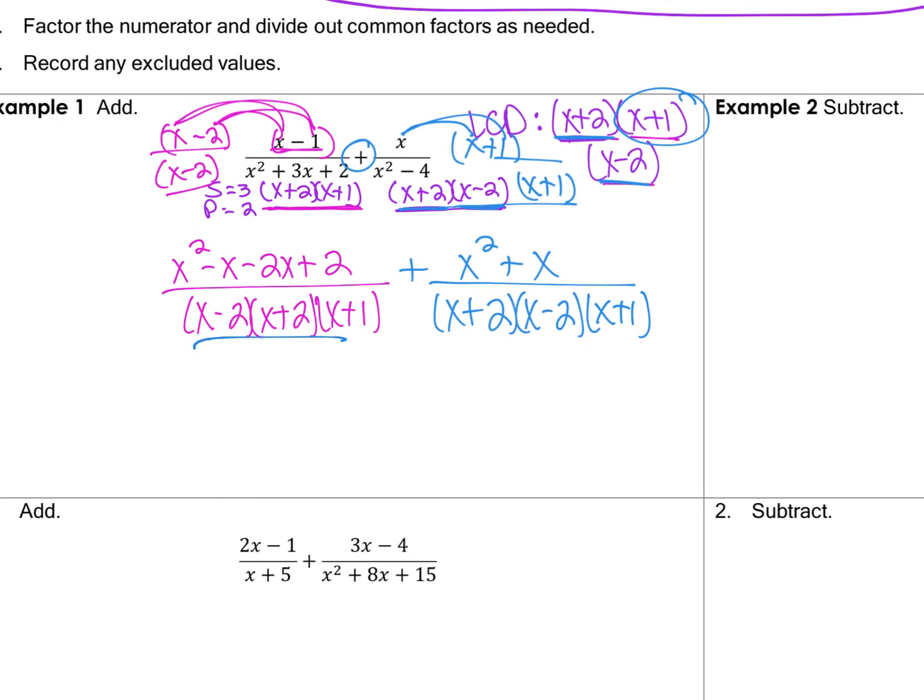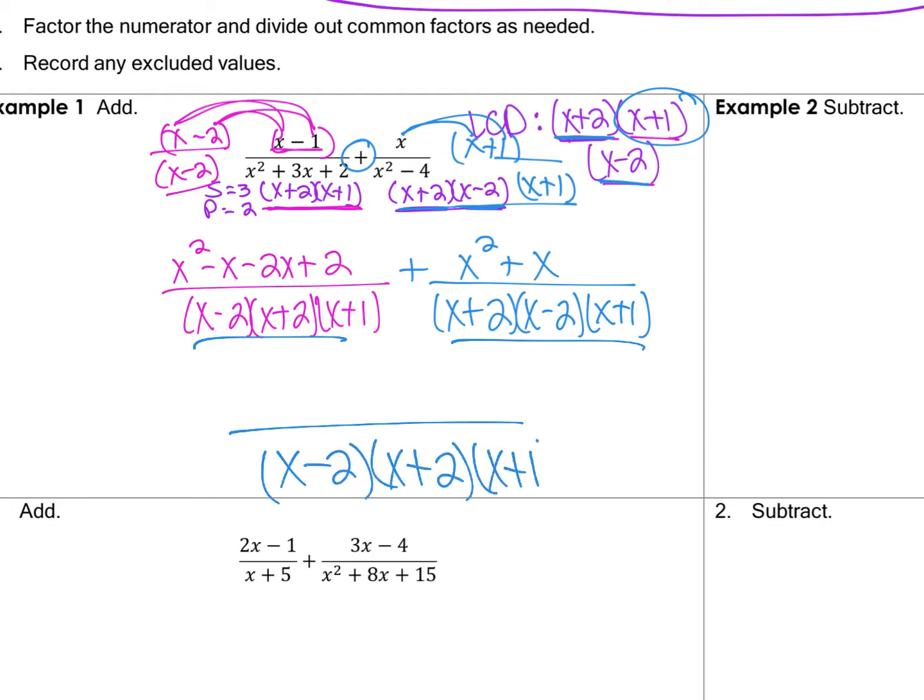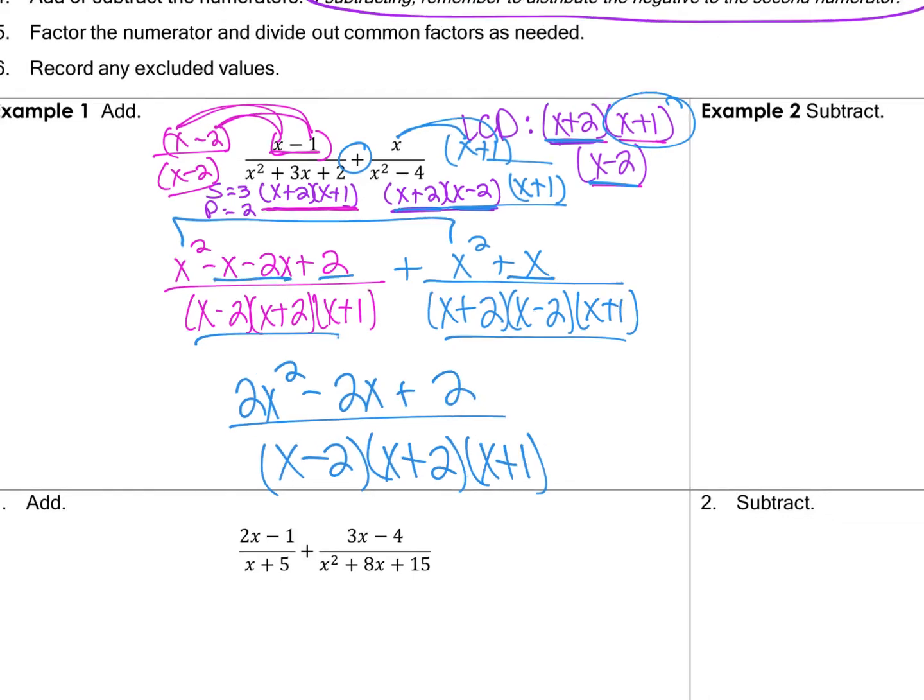Okay, so notice our denominators are the same. So we're going to keep the denominator the same because when you add and subtract fractions, you do not change your denominator. You only combine the numerators. So I'm going to combine the x squareds, which would make 2x squared. I'm going to combine the x's. That's going to be negative 3x plus 1x, which is a negative 2x. And then I have the plus 2.